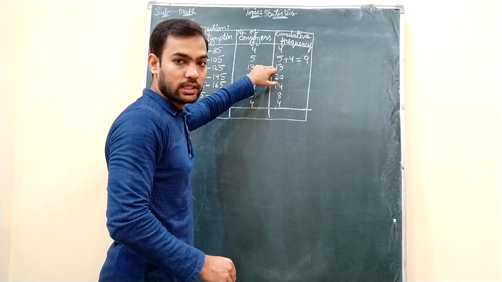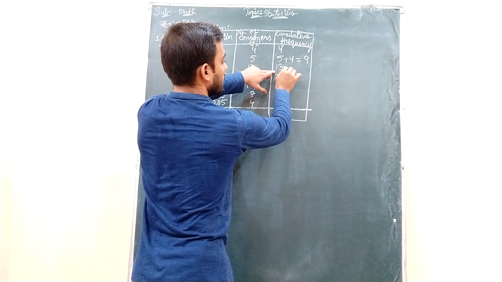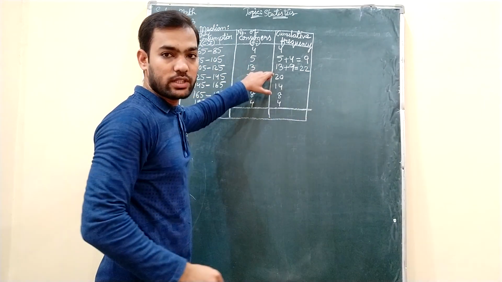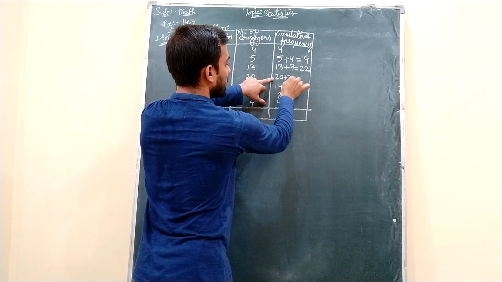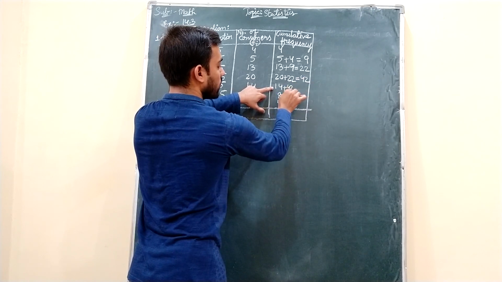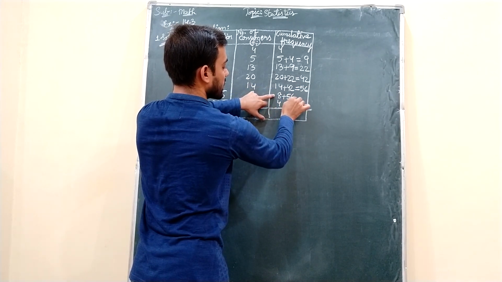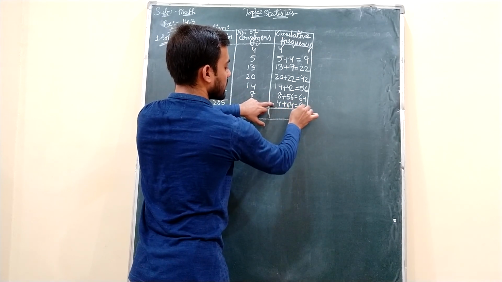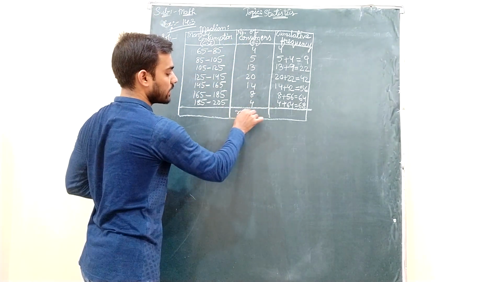Now to this 13, you need to add the cumulative frequency you got just prior to it. 9 you got, so 13 plus 9 is 22. Now to this 20, add the value you got just now, 22. 20 plus 22 is 42. Then 14 plus 42, 56. 8 plus 56, 64. 4 plus 64, 68.